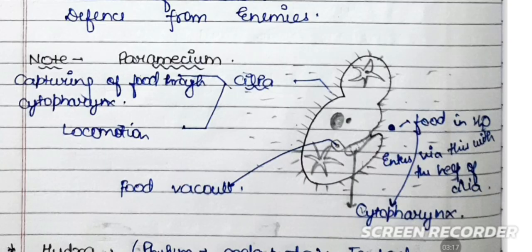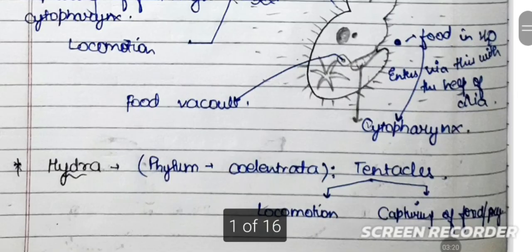Okay, so let's talk about Hydra. Hydra is present in the animal kingdom. An animal consists of more than one cell, and it could have a cellular organization or a tissue level organization. Please answer me in the comment box. So here is the Hydra. Hydra belongs to the phylum Coelenterata, which is also said to be Cnidaria.